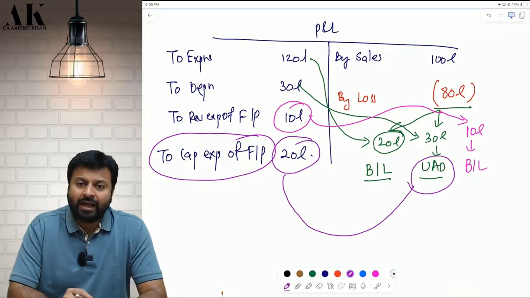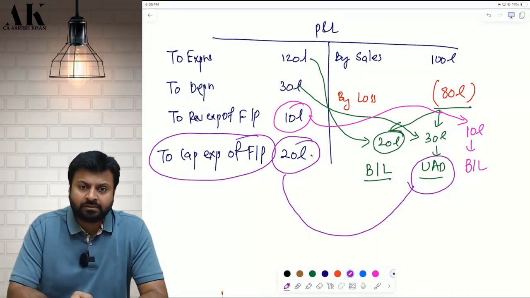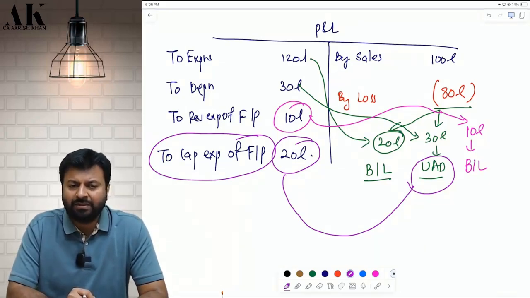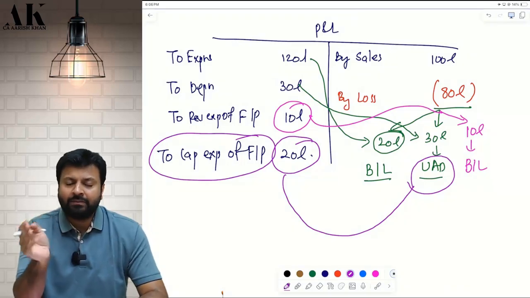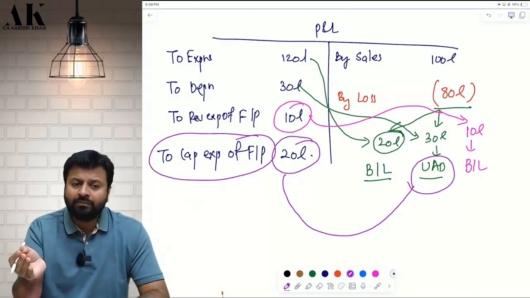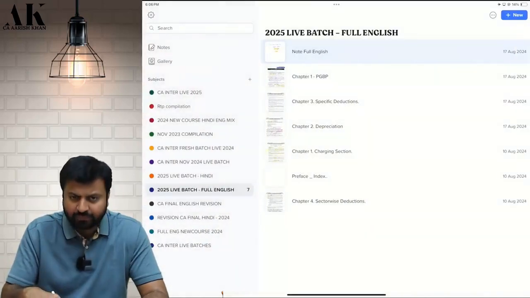It means any unabsorbed capital expenditure of family planning will be allowed to be carried forward for an infinite number of years, and it can also be set off against any income in this world except salary income. Are you clear? So the unabsorbed capital expenditure of family planning will be treated as good as unabsorbed depreciation. I hope it is clear to all of you. Please tell me fast.